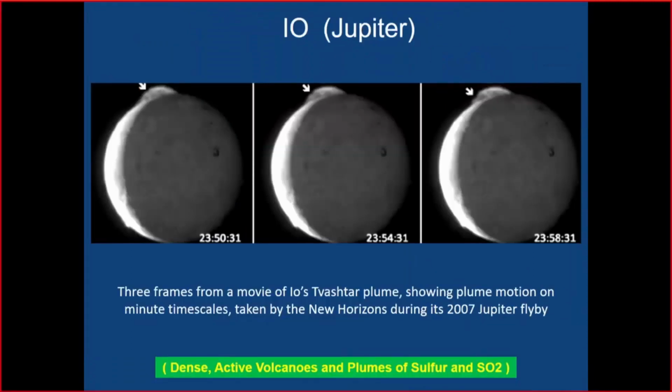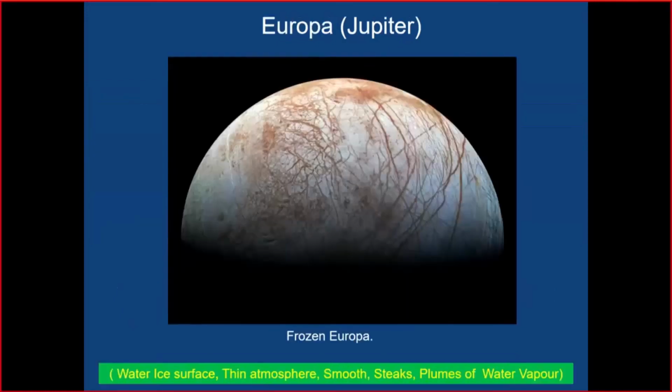If you see Io of Jupiter, it shows dense active volcanoes and plumes of sulfur and SO2. The picture was taken by New Horizons during its Jupiter flyby, and the plumes could show that there are subsurface processes which can provide life support.